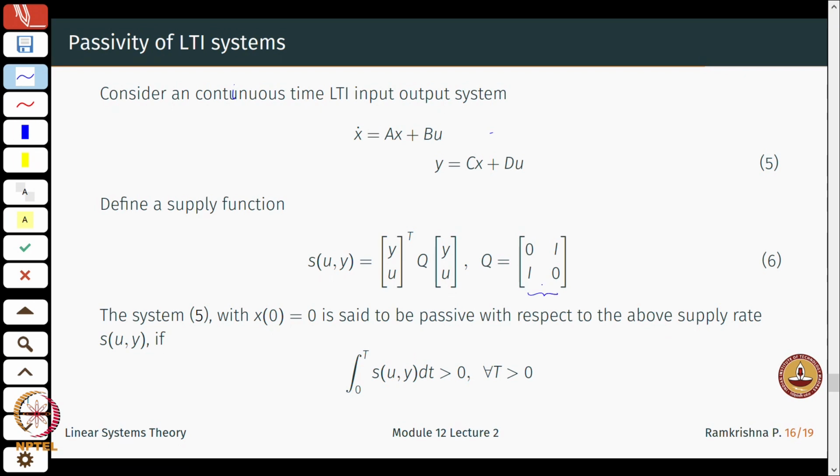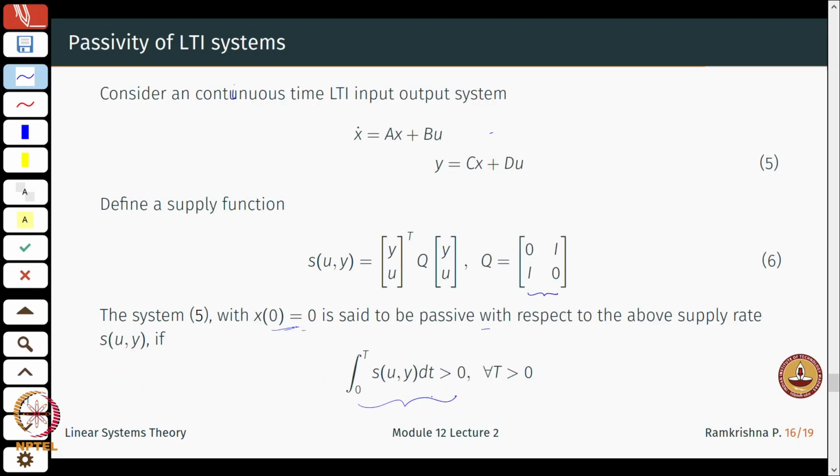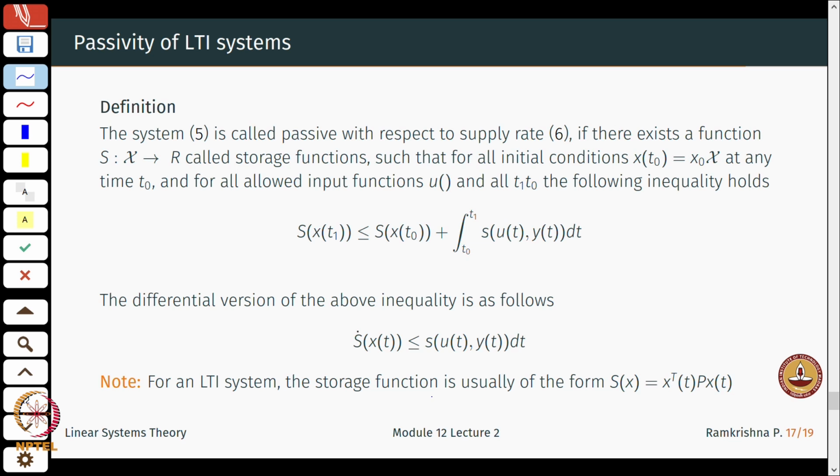Okay, so as this system is with say some zero initial condition, or not necessarily, but for ease of representation, this system is said to be passive with respect to the supply rate if and only if some relation like this holds. Okay, so what does this mean from the physics point of view? Let us do things in a way that we can understand. The system is called passive with respect to some supply rate.